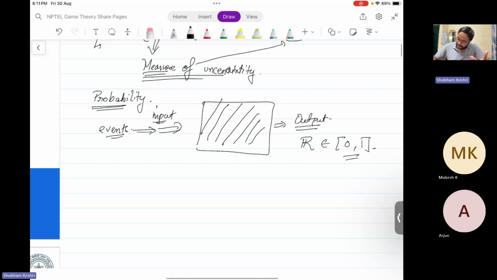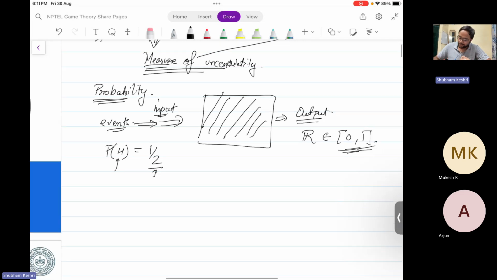For example, if I have a fair coin and I toss that coin, the probability of head occurrence for a fair coin is half. So you see, this function takes an input, which is the event of head to occur, and the output of this function is a number between 0 and 1. So this is half, which is between 0 and 1. It cannot be less than 0 or greater than 1.